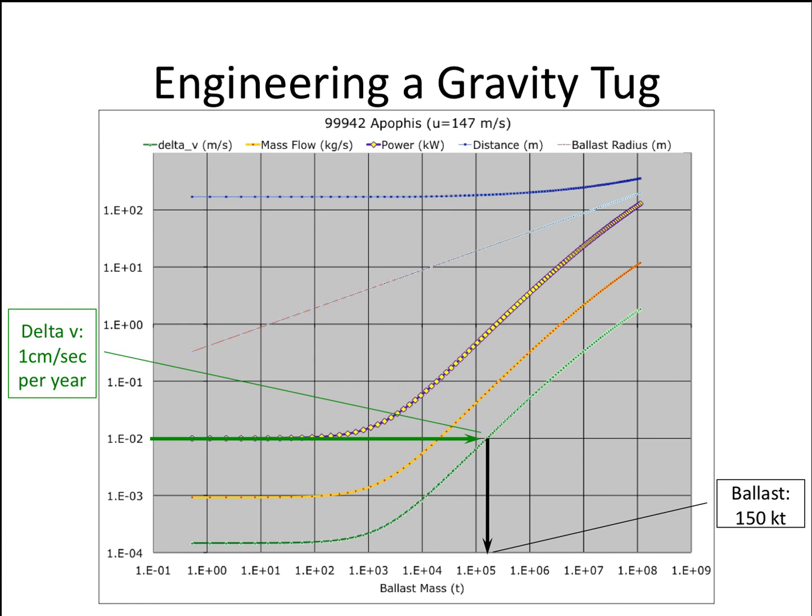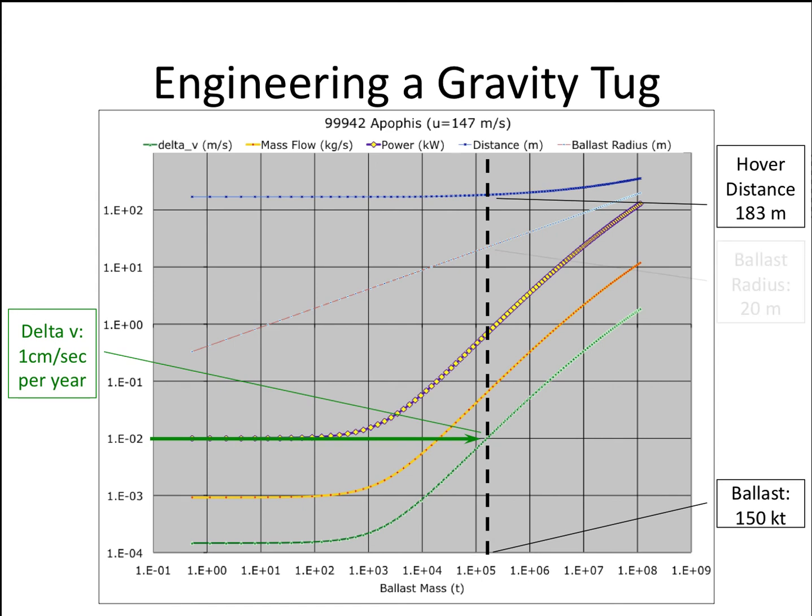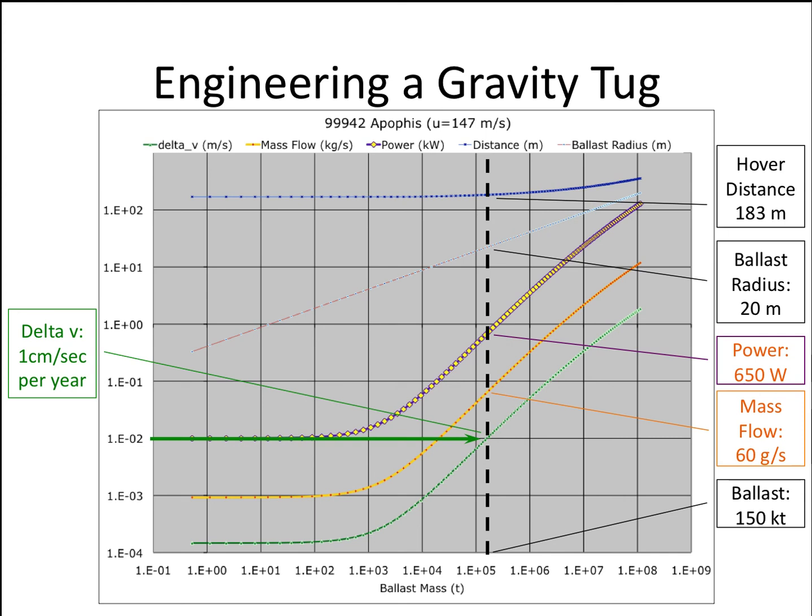So once we know the amount of ballast, we can read all of the other curves. We just read all of them along that 150 kiloton line. We can find out how far we have to hover away from the thing, what the radius of the ballast would be, how much power we're going to use, and how much mass we're going to need to throw. I want you to see two things. One is the ballast radius, a 20-meter radius ball of ballast, a big chunk of rock. So this spacecraft is going to be a big round thing, right?